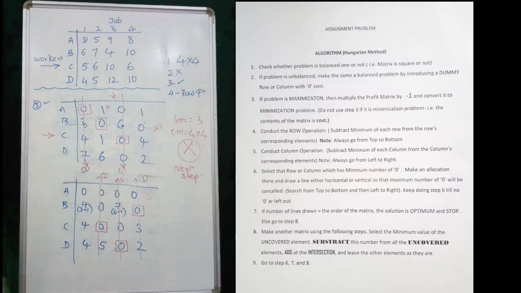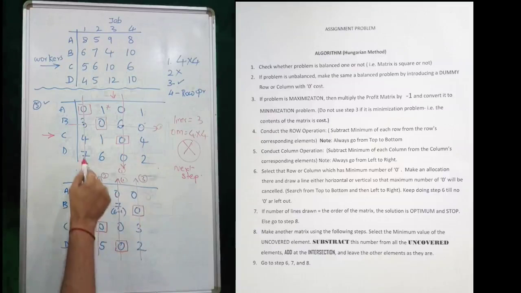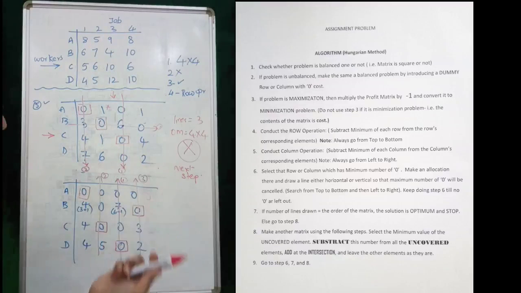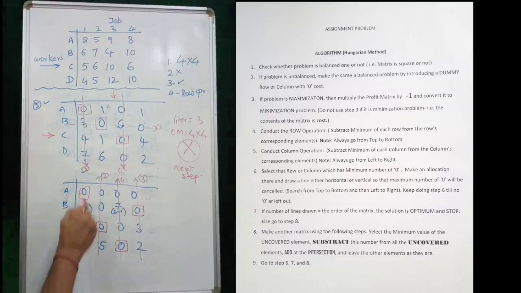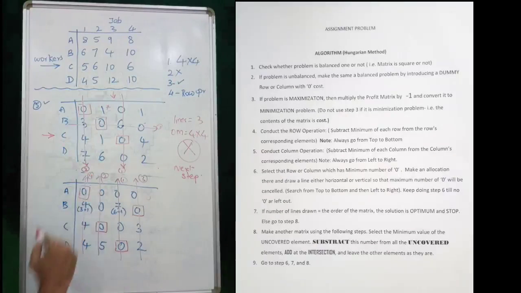Again I go to the rows. Row A, 1 zero. Fantastic. I do not see further. I allocate here. Draw a line to cancel the maximum number of zeros. Either I draw vertical or horizontal, it does not make a difference. It is not cancelling any number. Best way is to do it vertical. That is allocation number 4.